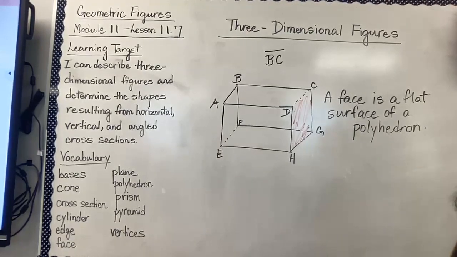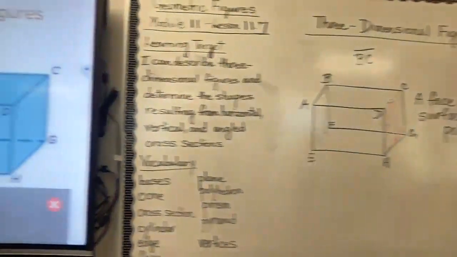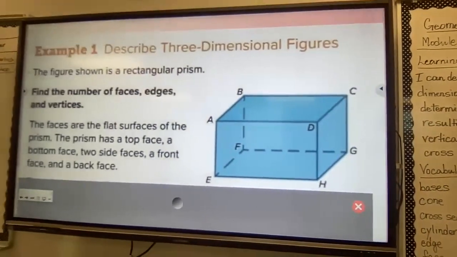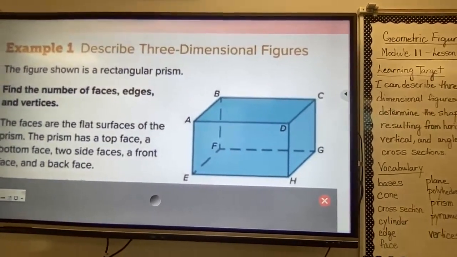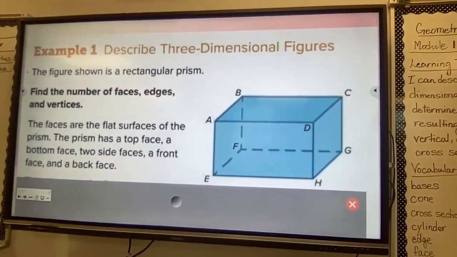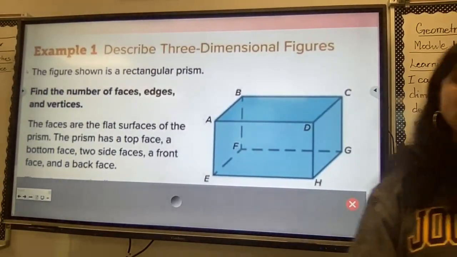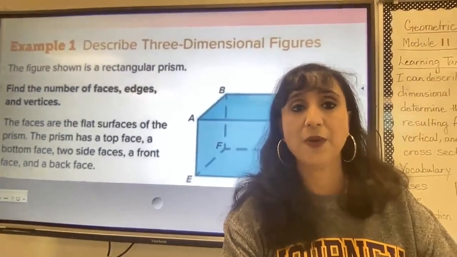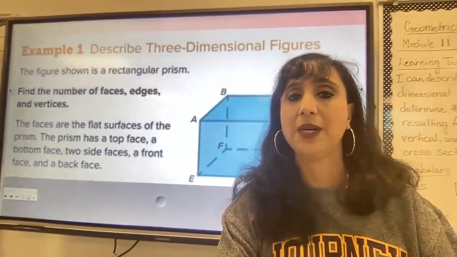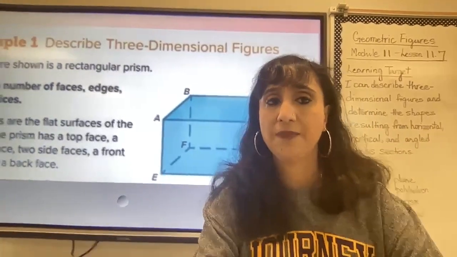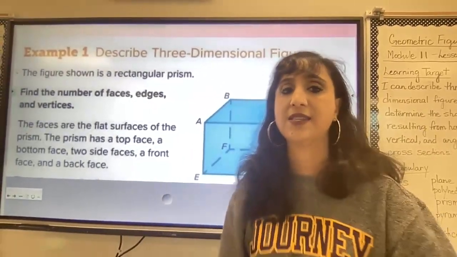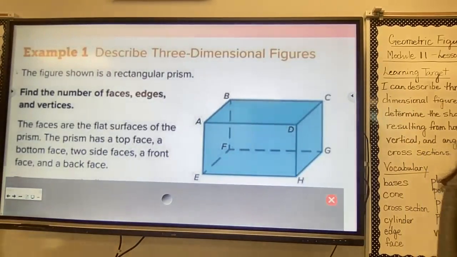Okay, so now I'm going to show you some examples, and then we are going to identify what the figure is asking. So let's look at this one. Okay, and it's saying the figure shown is a rectangular prism. Find the number of faces, edges, and vertices. Okay, so let's look at this.